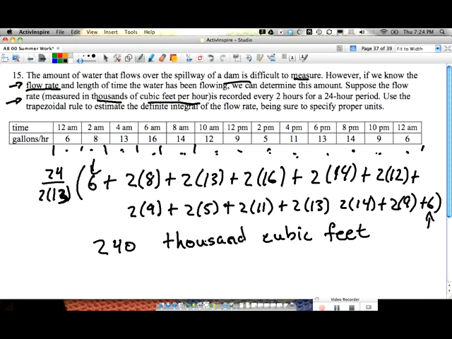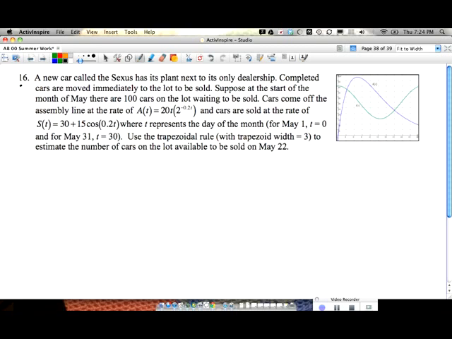Done. Oh, wait. Whoops. Number 16. I totally forgot we had number 16. All right, let's see if we can figure out what this is. A new car called the Sexus has its plant next to its only dealership completed. Cars are moved immediately to the lot sold. Suppose the start of the month of May. You know what? I'm going to skip this and we will do this one in class.